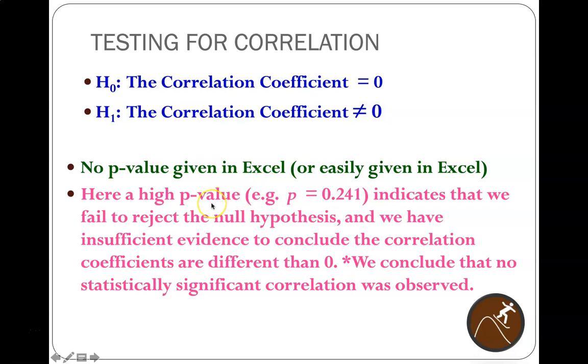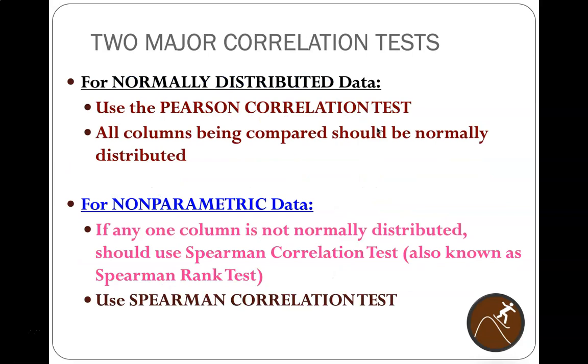So, here, if you had a p-value, a high p-value indicates we fail to reject the null hypothesis and have insufficient evidence to conclude that the correlation coefficient is different than 0. So if it can cross 0, then there is evidence that there's no correlation. I'll show that on an image here in a second. For normally distributed data, when our histogram is bell curved, when we don't have skewness or kurtosis that's out of whack, we can use the Pearson correlation method.